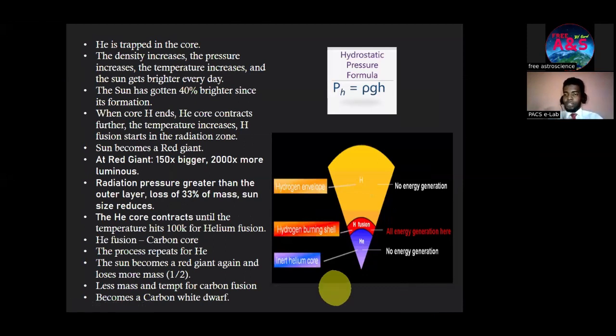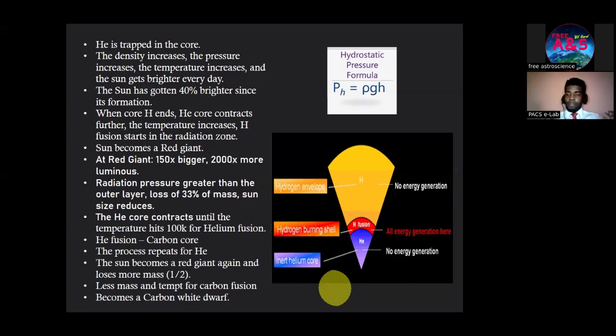So the same process that happened with hydrogen to helium is going to repeat itself with helium to carbon, because helium fuses to carbon. So when helium fuses and becomes carbon, the same process is going to happen, and the sun is going to become another red giant. So there are two stages of red giants here. During that time, it's going to shed half of its mass. Remember, it has shed 1/3 of its mass. So it's going to shed half of what is remaining, which is half of 67% of what is remaining. So it becomes even less massive.